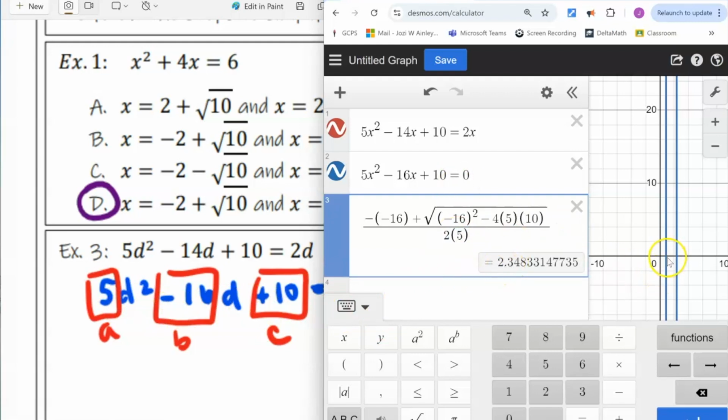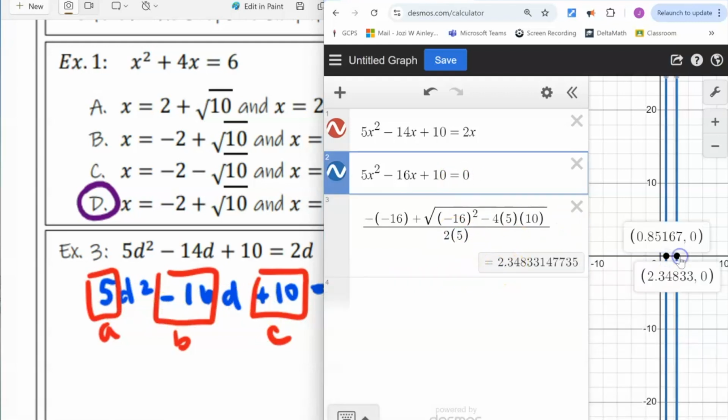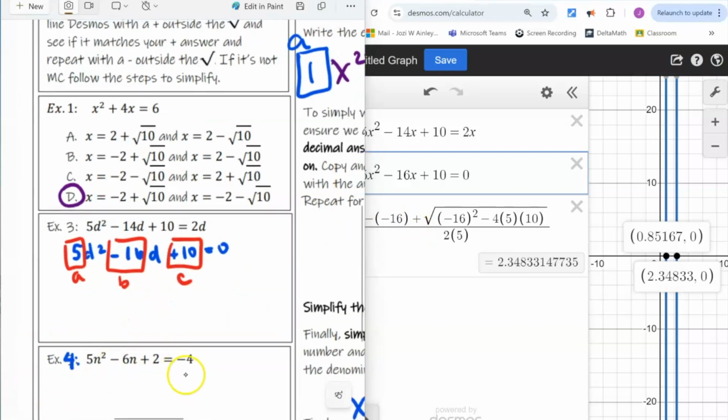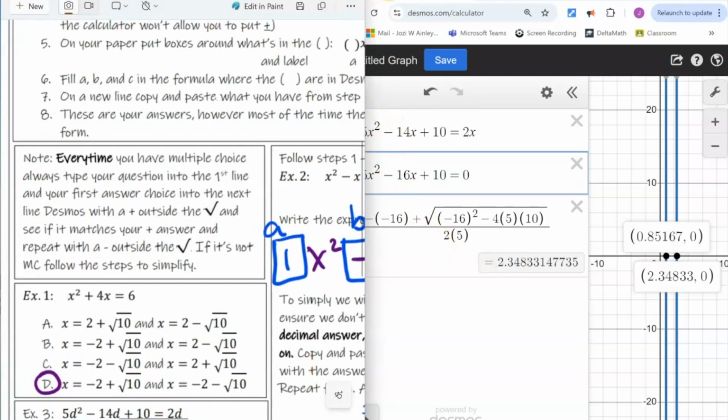So when I check my solutions, is it 2.348? Yep, that's it. So, okay, I put in the formula correctly so I can keep going. So remember, one of the answers is going to be positive, one is going to be negative. All right, so once I've made sure that it does match, we're going to go to the next step.